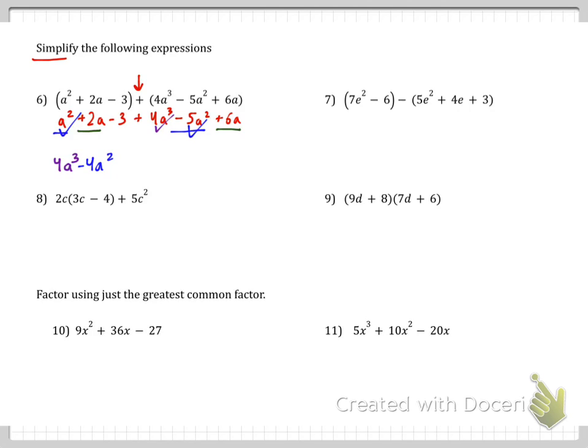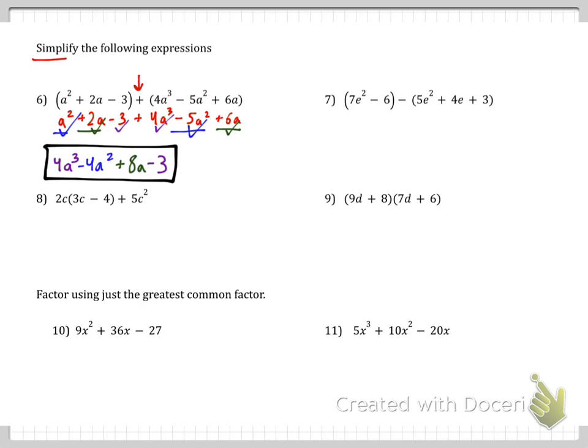Then negative 4a squared is the result of adding a squared and negative 5a squared. Check those off. Add 6a and 2a becomes 8a. And lastly, the negative 3 is all by itself. So I'm going to write down negative 3 and check that off. And there's my answer.